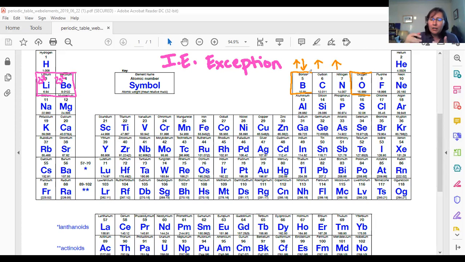Now with oxygen, boron, carbon, and nitrogen each get one of their own little p orbitals. Oxygen has to share, and they don't like that. And what you see is this electron pair, these electron repulsions, when they're asked to share an orbital. And that's why with oxygen, it's a little easier to remove it.